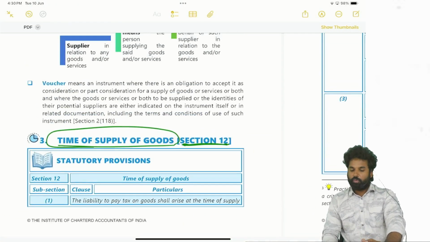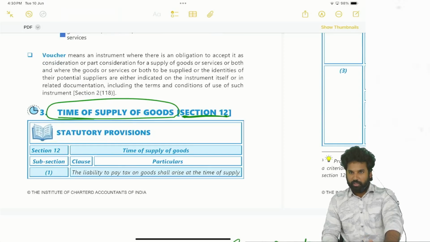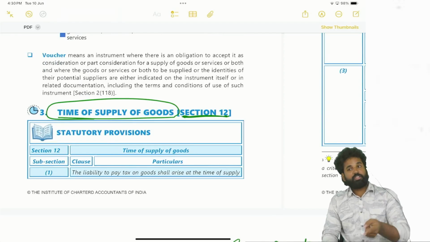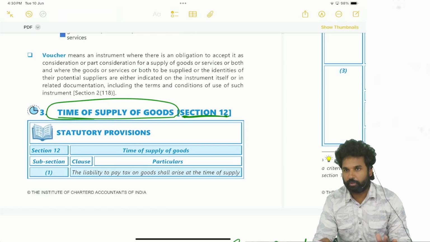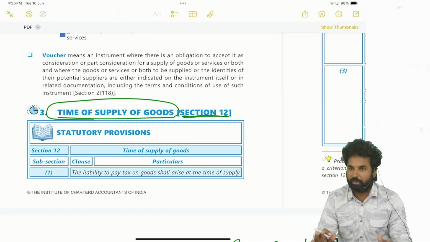So likewise, we have a provision under section 12 which determines the time of supply with respect to goods, but it is linked to the tax invoice date and the tax invoice due date. Okay, what the provision is telling, we will see. Just the bare act, what the bare act is telling, we will see.